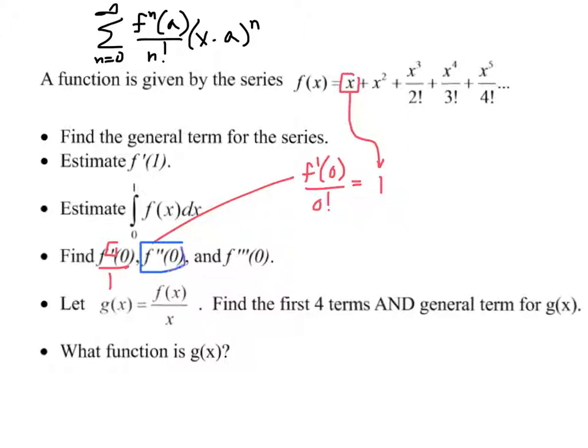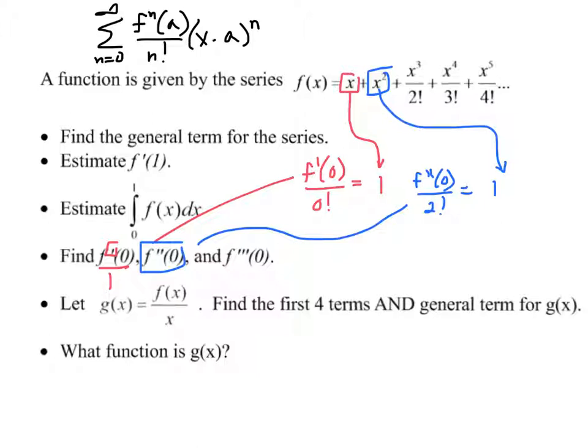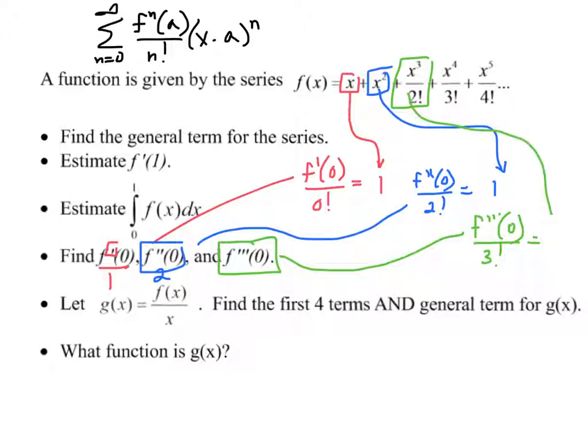Okay, so now let's do f double prime of 0. What we know is that f double prime of 0 over 2 factorial should be equal to the coefficient that goes with x squared, which is 1. So 1 times 2 factorial, so 1 times 2, so this is 2. Okay, and now going to the last one, triple prime, we'd know that f triple prime of 0 over 3 factorial should be equal to the coefficient that goes with x cubed, which is 1 over 2 factorial. So 1/2 multiplied on both sides by 6, or 3 factorial, and this is 3.